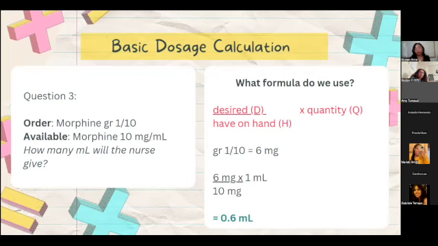1 grain equals 60 milligrams. Right, so 60. What we have to do is find 1/10 of 60 milligrams. We just divide by 10. It's going to be 6 milligrams. After that, we just plug in all the values, right?